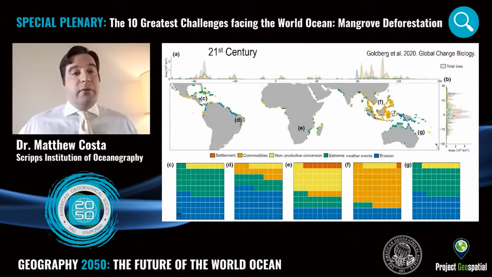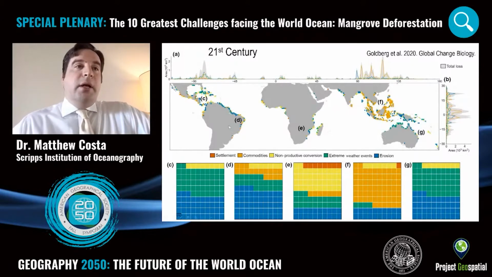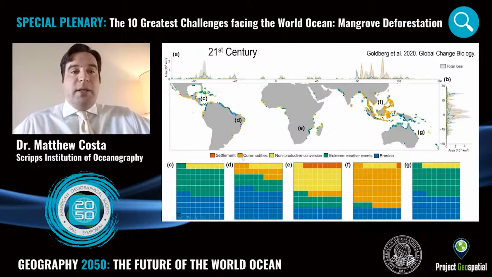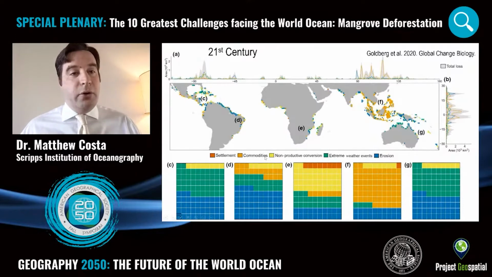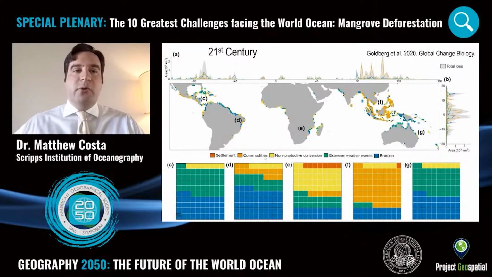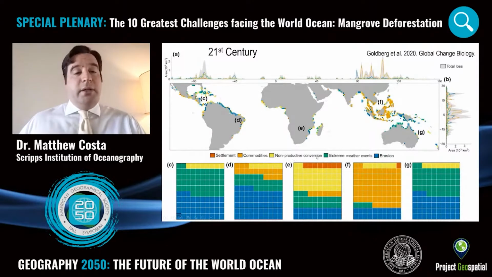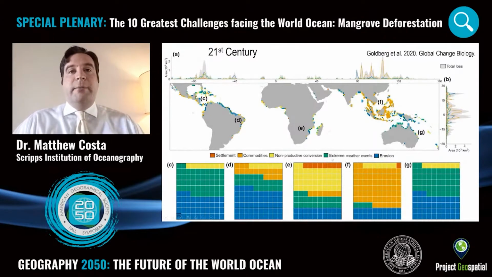and the color of the squares represents the major driver of mangrove deforestation in that region, where red squares represent replacement of mangroves for settlement, orange represents the replacement due to production of commodities, such as for agriculture or aquaculture, so fish farms, shrimp ponds, etc. Non-productive conversion, which is yellow, represents the loss of mangroves unintentionally due to land use changes perhaps somewhere else, as we'll discuss later. Green represents extreme weather events, such as major storms, and blue represents the loss of mangroves due to erosion.